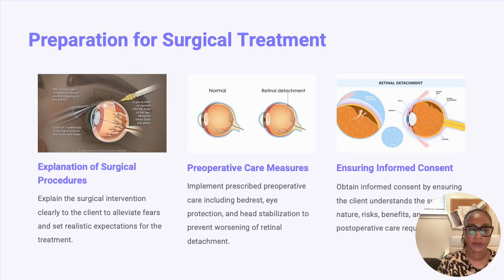Preparation for surgical treatment. You want an explanation of the surgical procedure. Explain the surgical intervention clearly to the client to alleviate fear and set realistic expectations for the treatment. Preoperative care measures: implement prescribed preoperative care, including bed rest, eye protection, and head stabilization to prevent worsening of the retinal detachment. Ensure informed consent, which is where we come in. Obtain informed consent by ensuring the client understands the surgical nature, risks, and benefits, and post-operative care that is explained to them by the surgeon prior to the procedure.